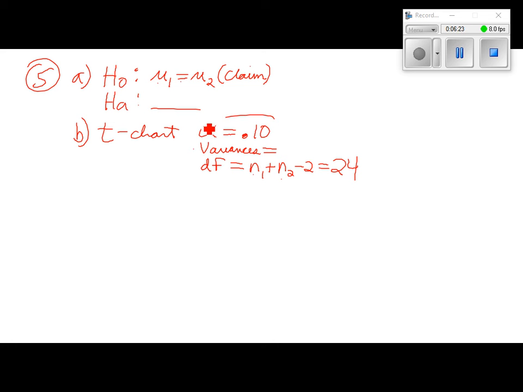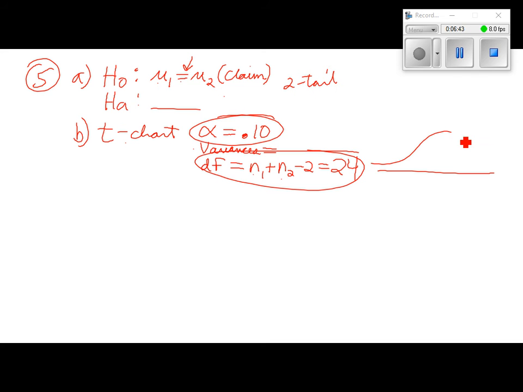Then use that DF on the T-chart to find your critical value. Something we should have done up here in number 1. Since it's got that symbol, we should know it's two-tailed.